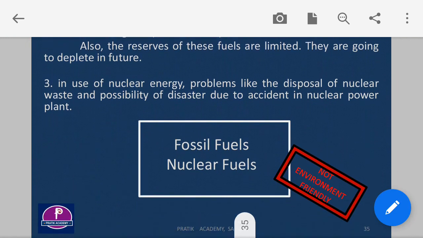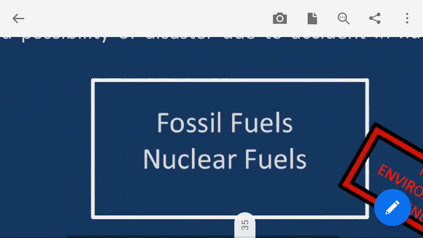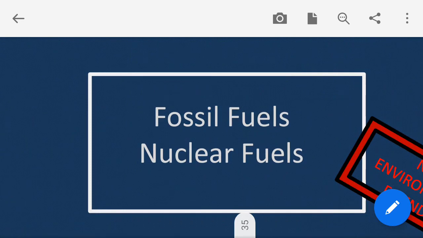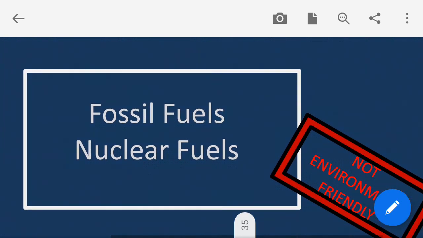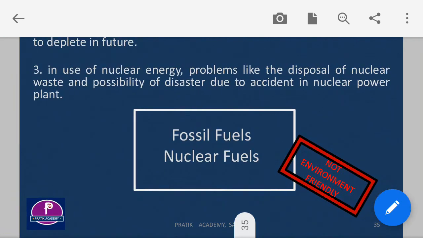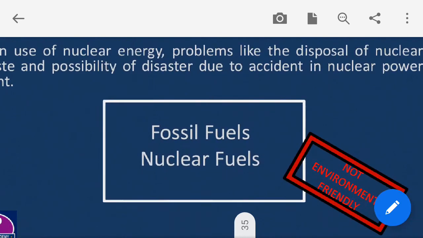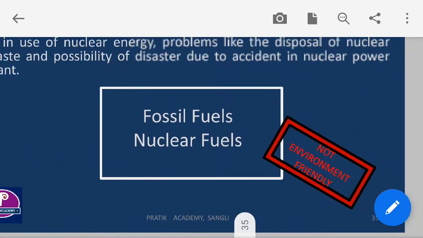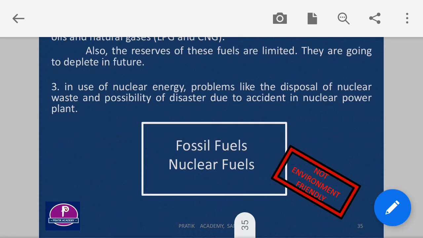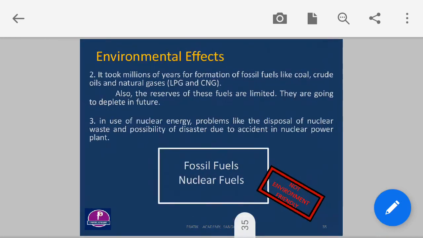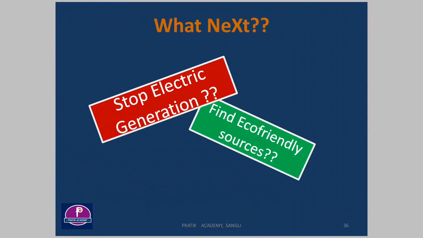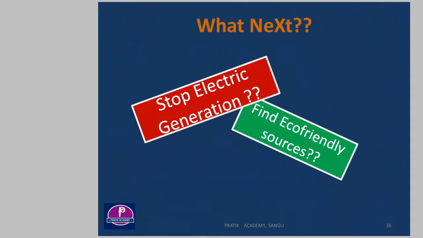So if you consider all these problems, both fossil fuels and nuclear fuels, though they are very interesting and popular, are not environment friendly, and soon we have to reduce the use of these fossil fuels. Okay, so what next? Either we have to stop electricity generation or find some alternatives. What the alternatives are and how we generate electricity from them, we will discuss in our next video.